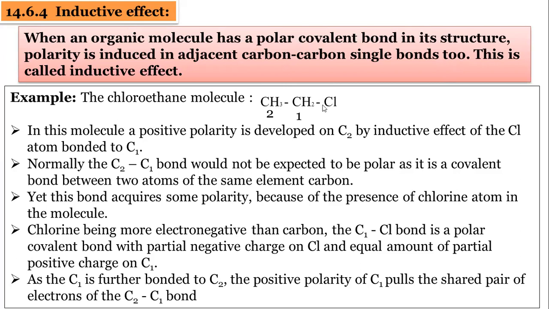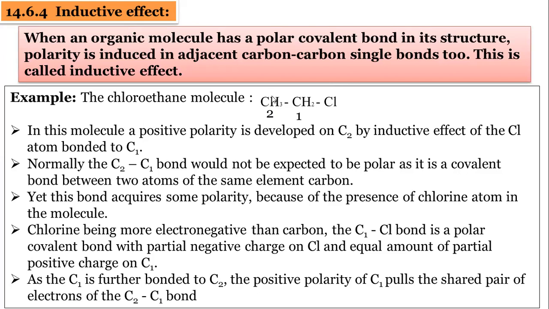So due to this polar covalent bond, what is given in the definition? Polarity is induced in the adjacent carbon-carbon bond. So due to this Cl, this becomes also polar. We can see this bond is already polar. This is Cl minus. This is CH2 plus. But due to this Cl minus, polarity is also induced here, on this carbon.